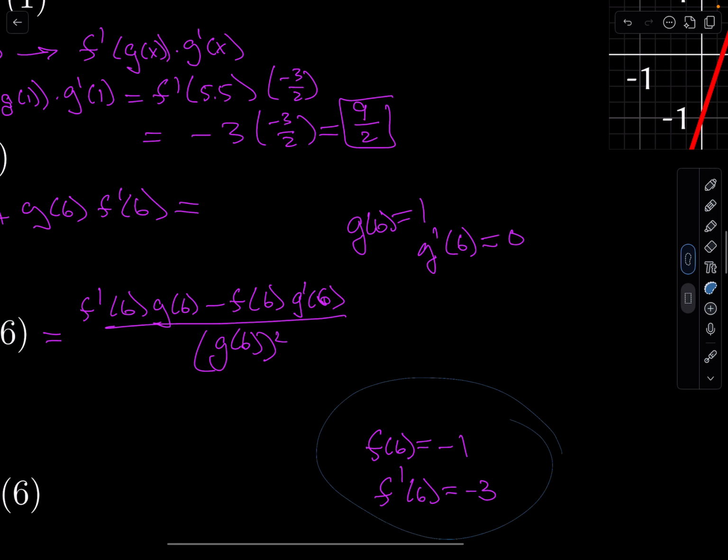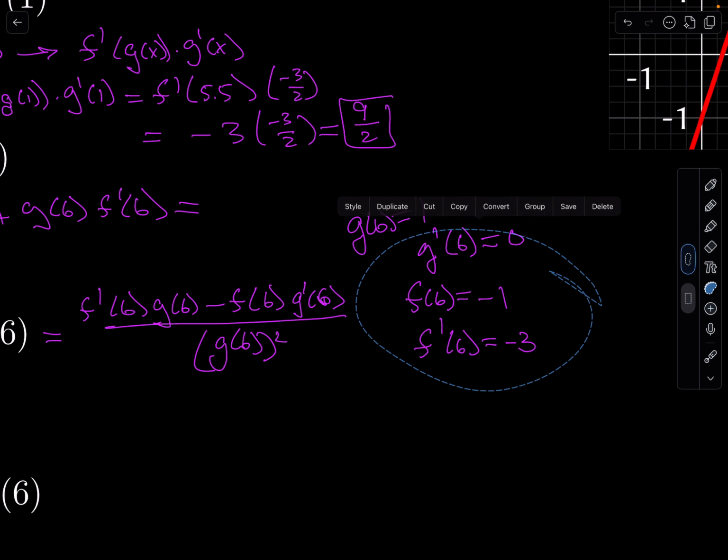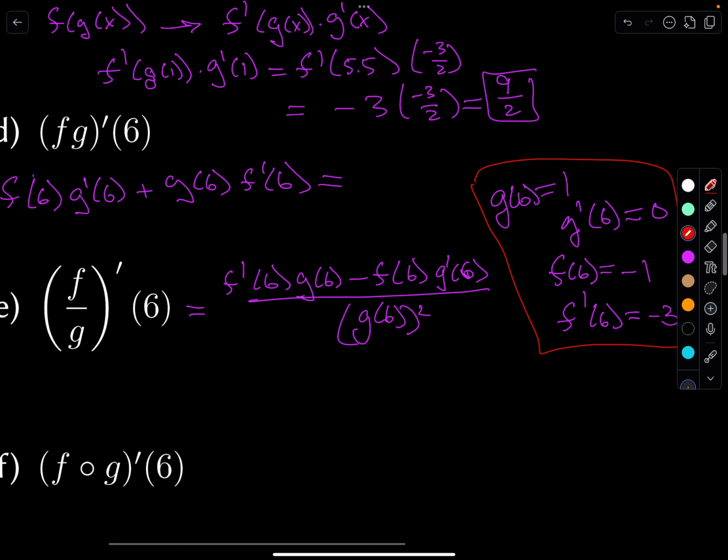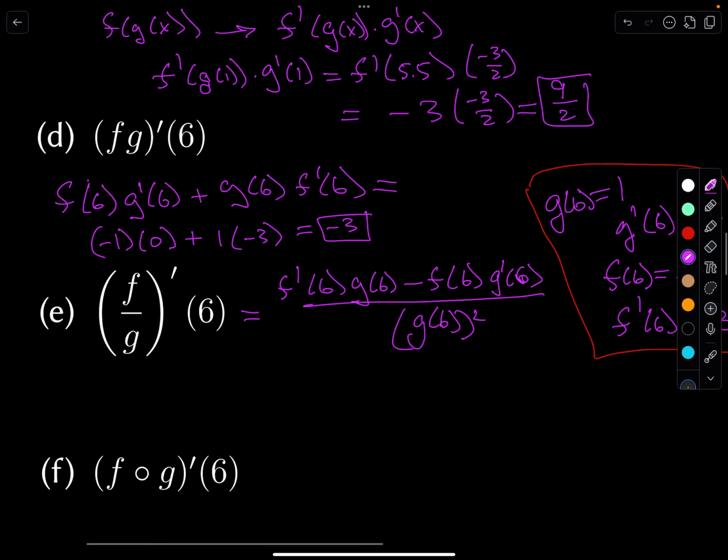Just a sec. There. And maybe I'll put a little box around them. Okay, so let's just use those in these formulas. So we have -1 times 0 plus 1 times -3, so that's going to equal -3. So that's the answer to letter D.